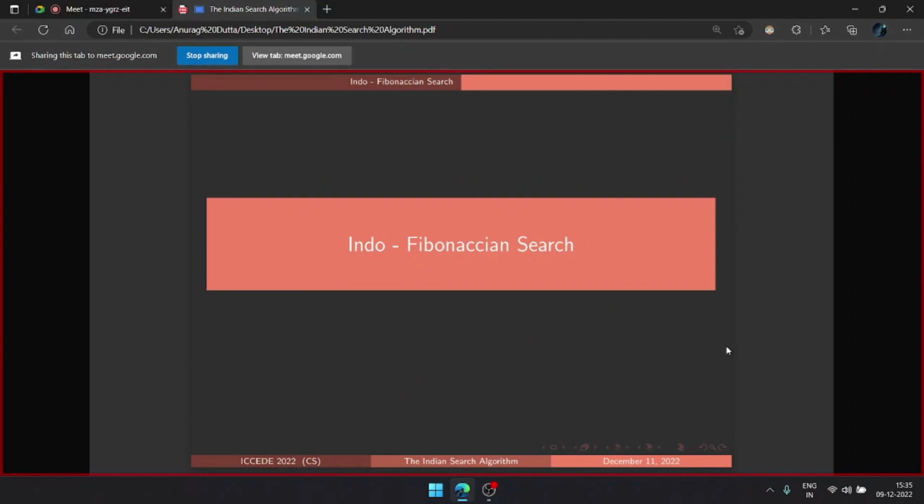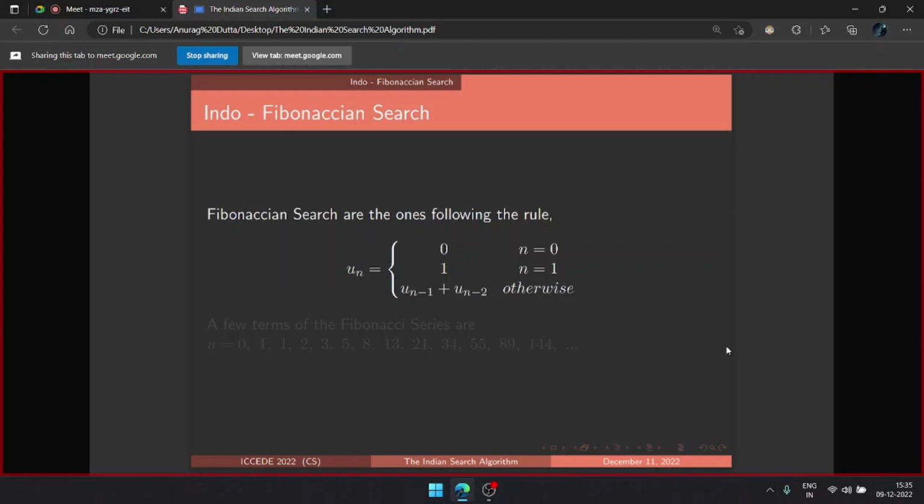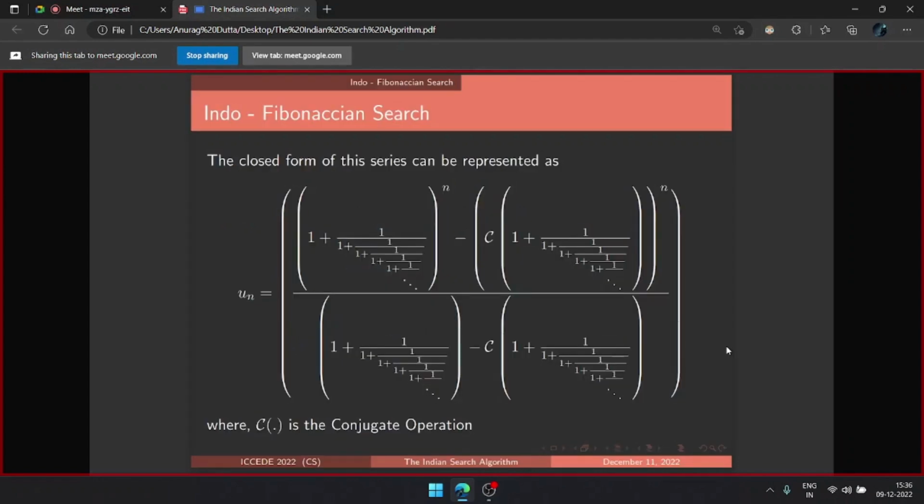The second sub-algorithm is the Indo-Fibonaccian search. The Fibonacci series is the one which is 0 for n equal to 0 and 1 for n equal to 1, and in the other cases it would be un minus 1 plus un minus 2. A few terms of the Fibonacci series would be 0, 1, 1, 2, 3, 5, 8, 13, 21, like this. The closed form of the Fibonacci series is this particular value.